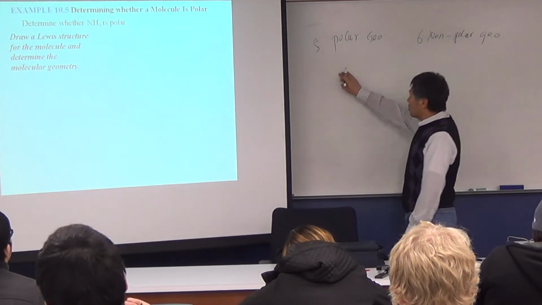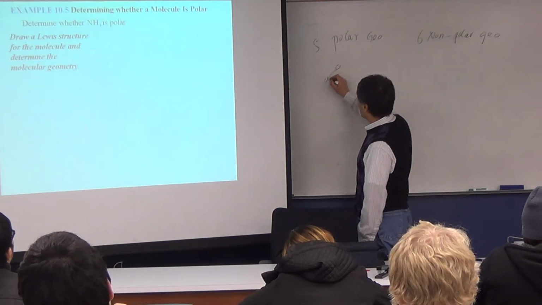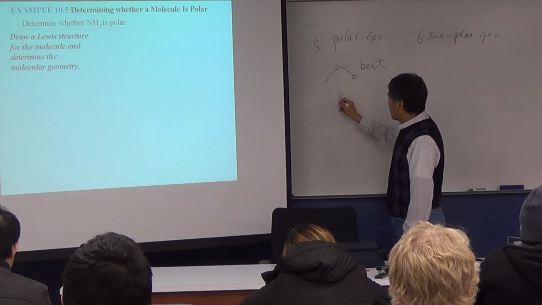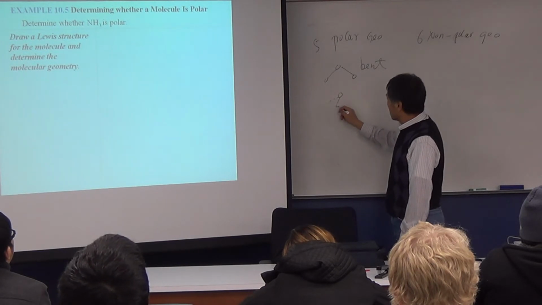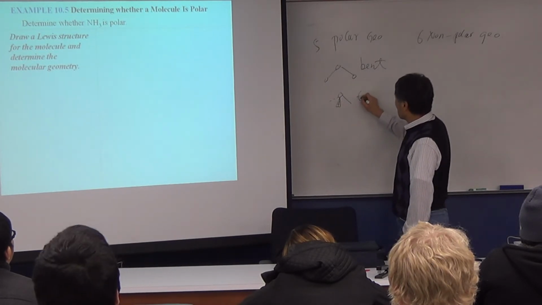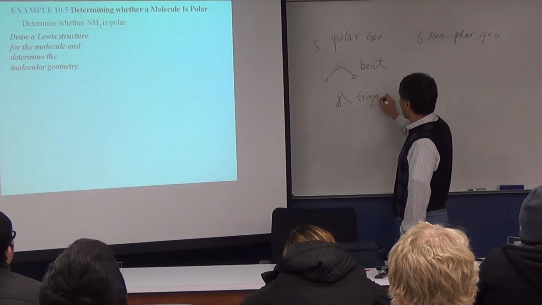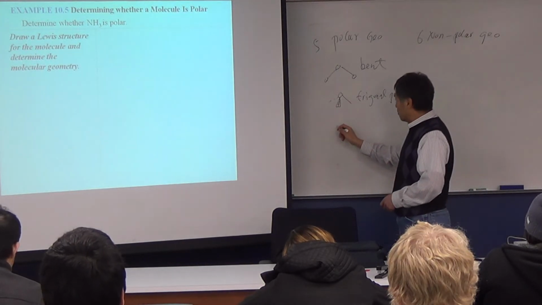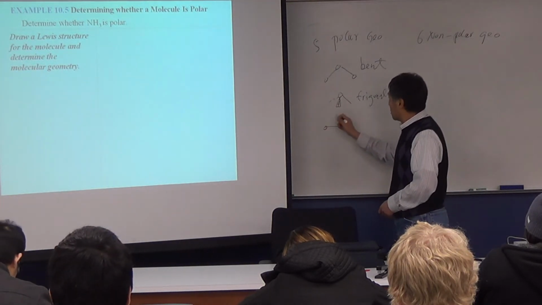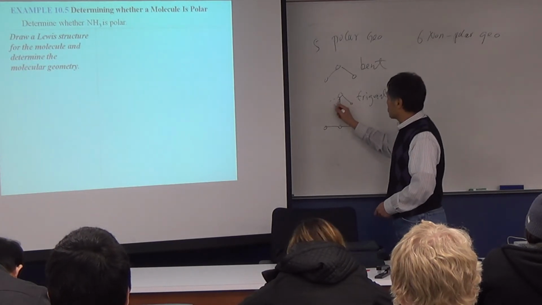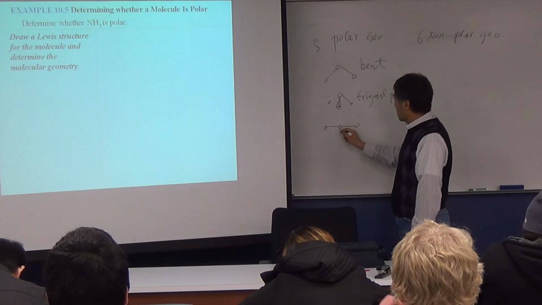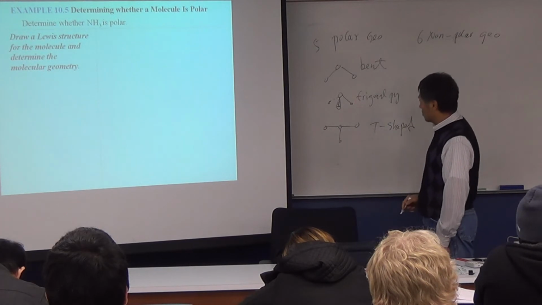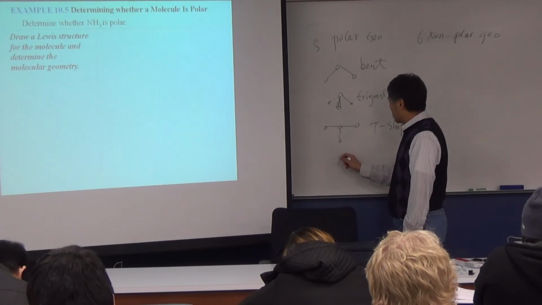Five polar geometries, one is this. And this is called what? Bent. And the other one is dash and wedge, that we call trigonal pyramid. And what else? This is called what? T-shaped. Okay, so what else do we have?